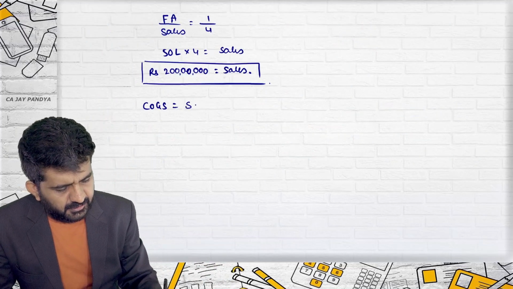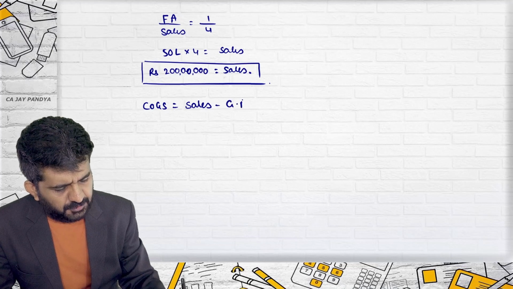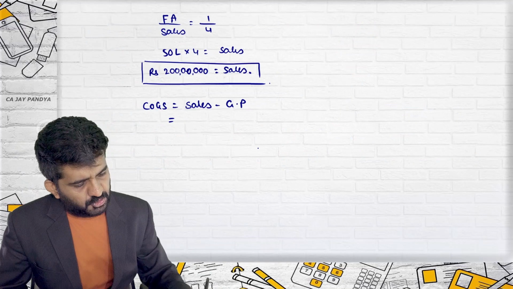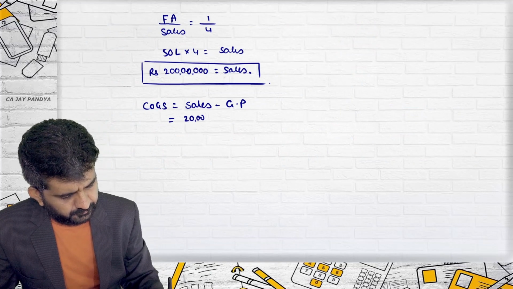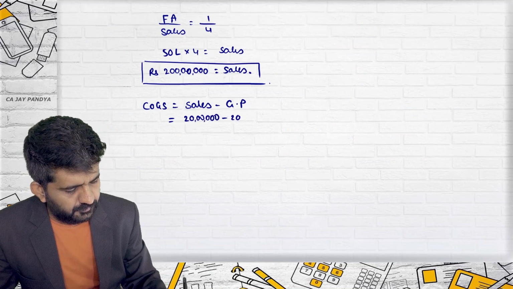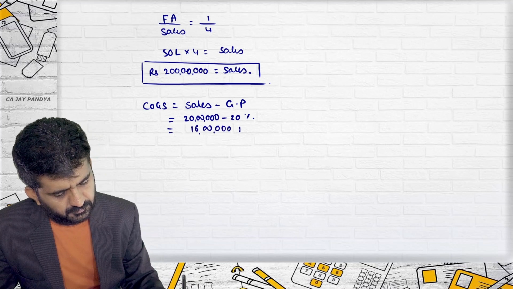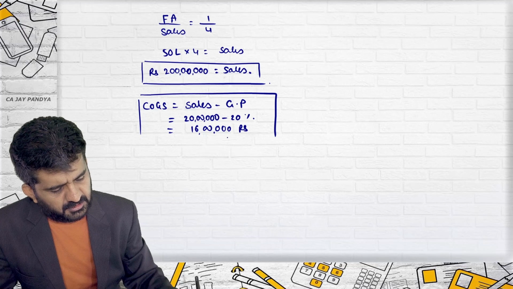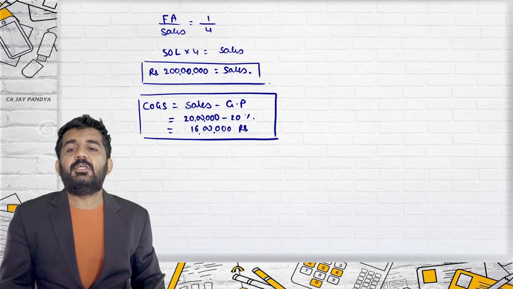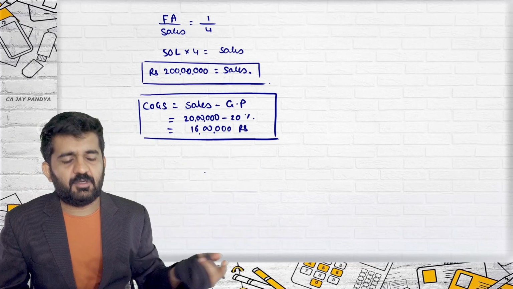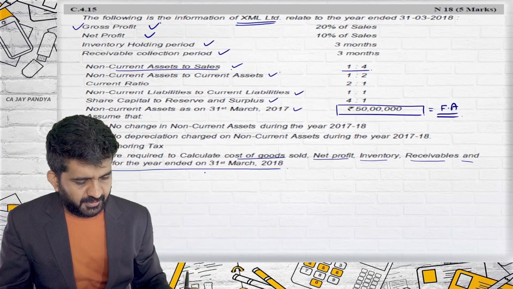COGS is the sales minus GP. So what is sales? 200 lakhs and GP is 20%. So COGS is nothing but 160 lakhs. Alright, so it is as simple as this. Or you can find out GP and reduce sales minus GP, you will be getting the answer.